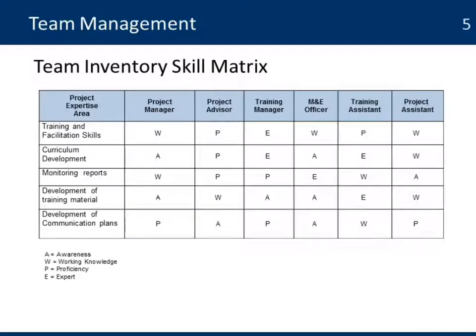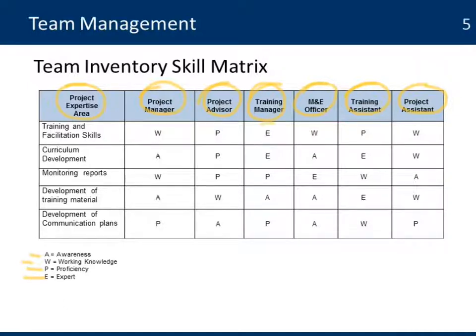One of the tools that we use in team management is the inventory skill matrix. Based on the expertise areas needed in your project, each one of your team members is going to be rated. They're going to be rated in terms of whether there is an awareness of that concept or understanding, whether there is a working knowledge, they can do that work, there is a proficiency in which they don't need any supervision to do that work, or they are an expert in that field.